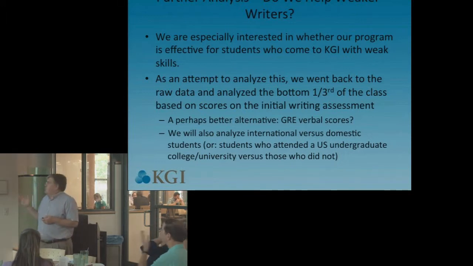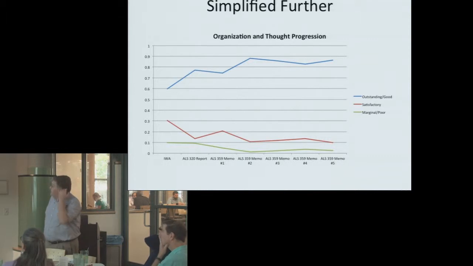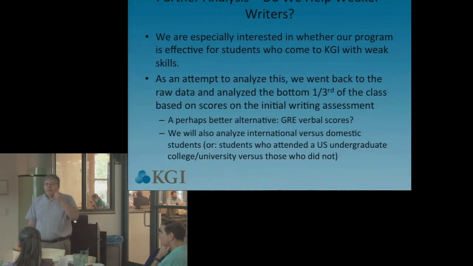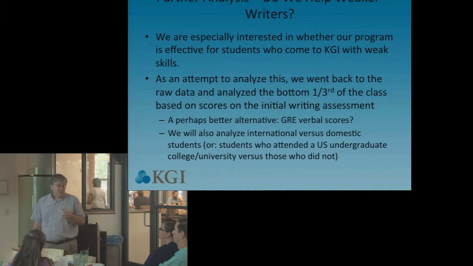So I think this is the first attempt at the more nuanced analysis, and literally some of this is 2 hours old. I was working on it this morning trying to get this stuff to work better. So what we decided to do is, instead of looking at everybody, we look at the people that did most poorly on the initial writing assignment and see if we help them compared to everybody else. Those tend to be, there's just a real clustering. A lot of international students are there. There are a few Americans there, but a lot of international students.